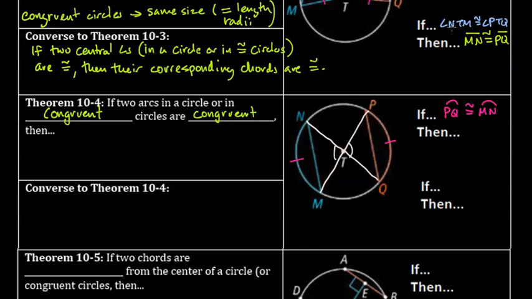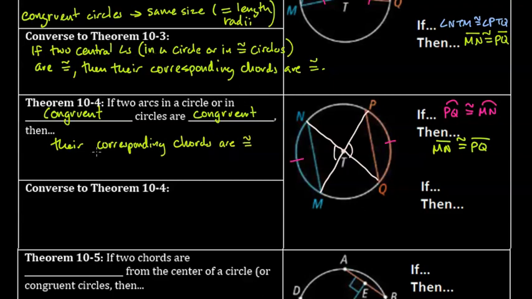Well, now we're in a situation like the converse of theorem 10-3 that says that if two central angles are congruent, then their corresponding chords would be congruent. So that tells me I would then be able to say that segment MN must be congruent to segment PQ. Or in writing, I could say if two arcs are congruent, then their corresponding chords are congruent. And then the converse would be true as well.